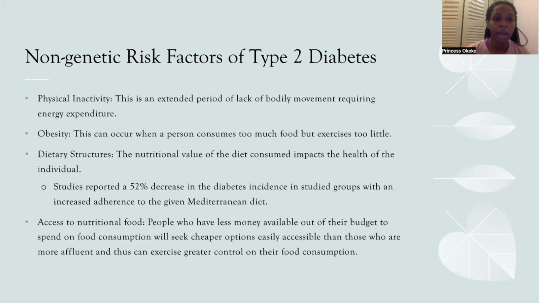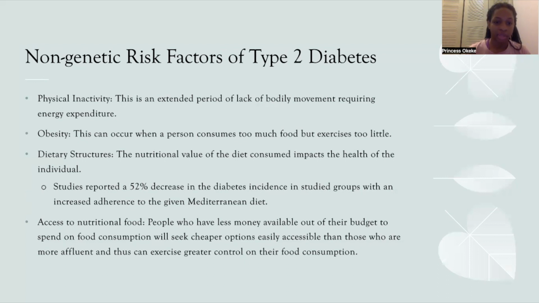Now, the non-genetic risk factors of type 2 diabetes considered in this project are physical inactivity. This is an extended period of lack of bodily movement requiring energy expenditure. Obesity can occur when a person consumes too much food but exercises too little. The combination of those two causes it, such that when a person consumes much food but exercises too little or has physical inactivity, the excess energy that they are not expending is stored as body fat, which then can lead to high blood sugar, which then leads to type 2 diabetes.